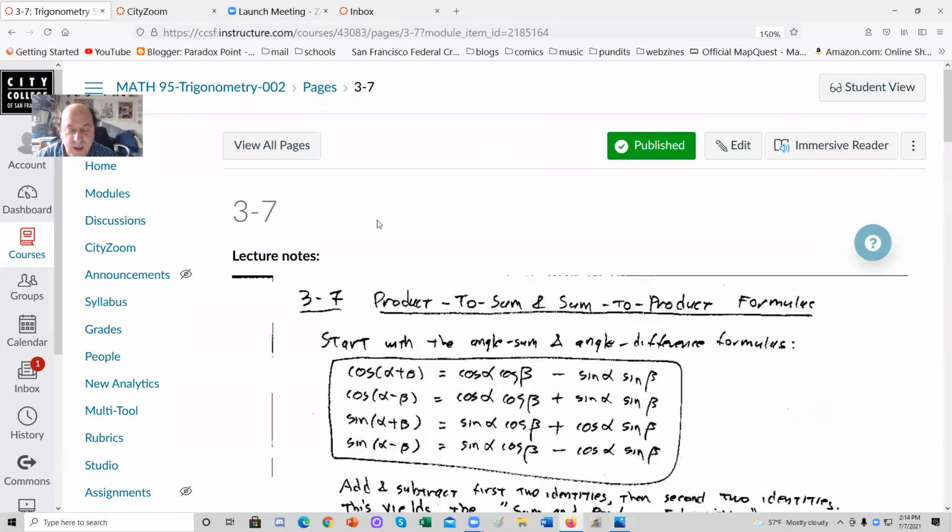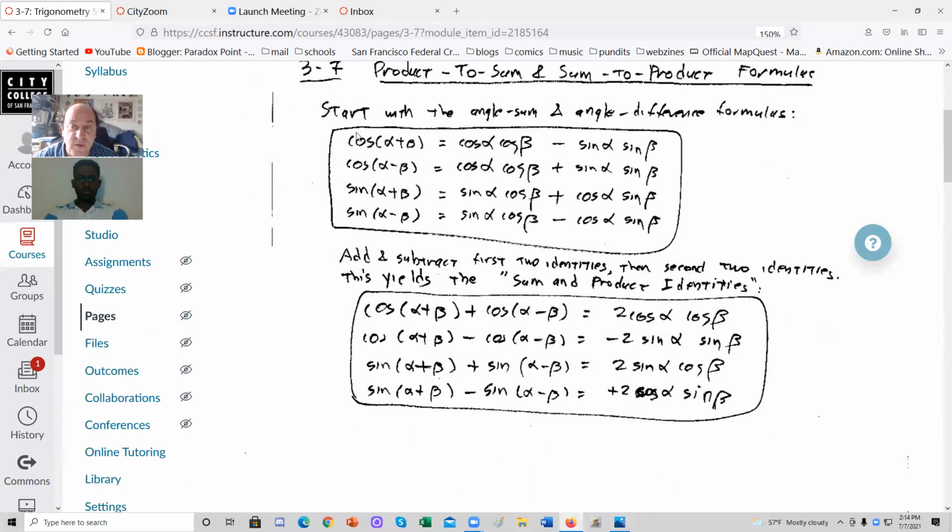Okay, today we're ending off chapter 3.7 with the product to sum and sum to product formulas. All right. We start off with the angle sum and angle difference formulas. Cosine of a sum is cosine cosine minus sine sine. Cosine of a difference is cosine cosine plus sine sine. Sine of a sum is sine cosine plus cosine sine. And sine of a difference is sine cosine minus cosine sine.